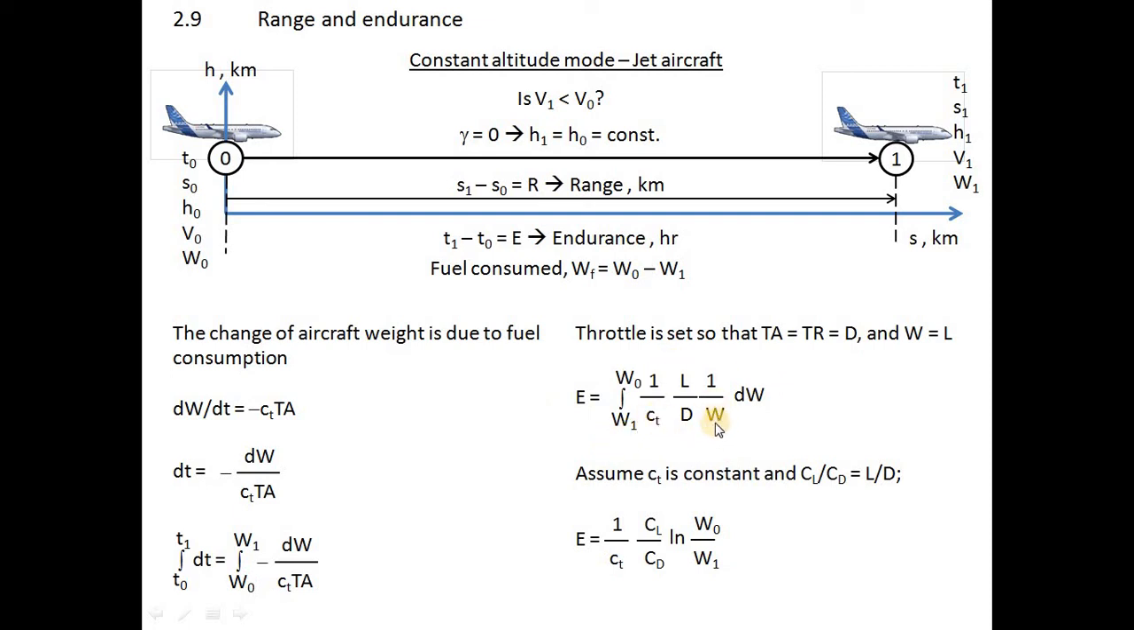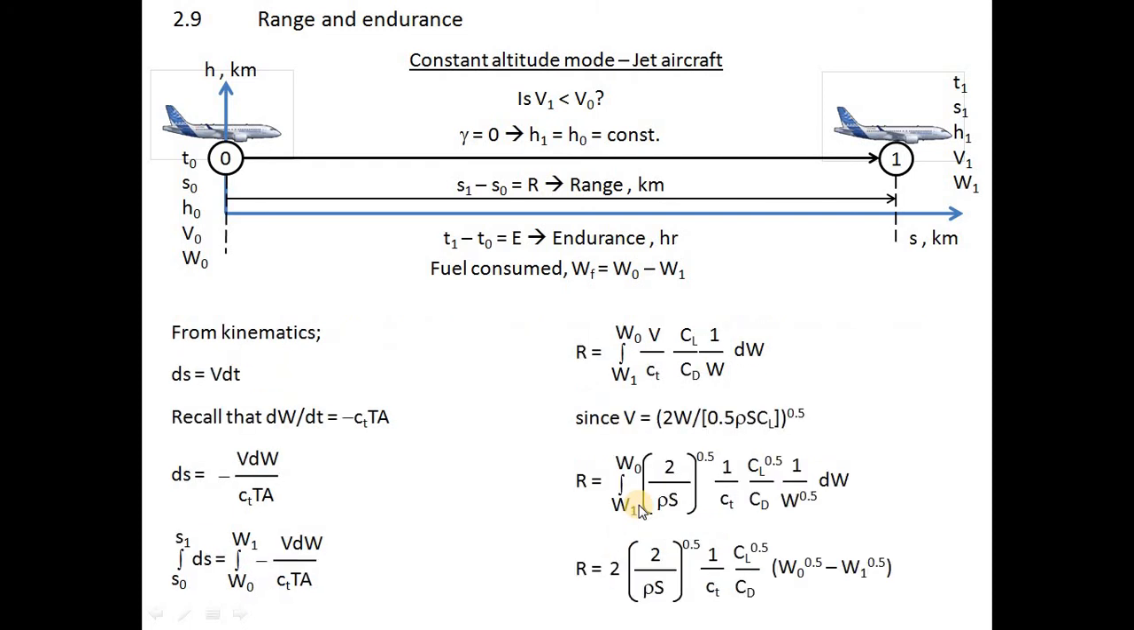Now we have a function of weight here. We do integration of this equation over dW, and we get the endurance, which is this one. So the endurance is equal to 1 over CT, CL over CD, or L over D, natural log W0 over W1. So if you want to fly longer, for a long time, not range, fly at maximum lift to drag ratio, this part. And this is only for jet aircraft, not propeller driven, but jet aircraft.